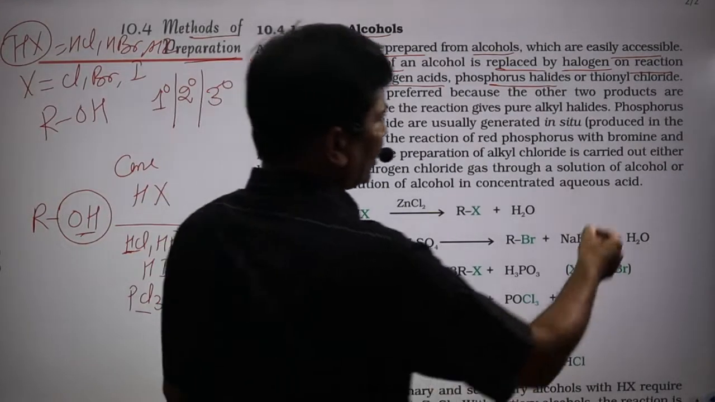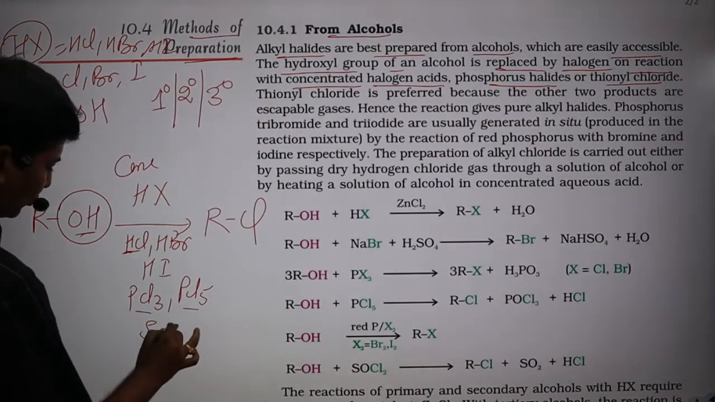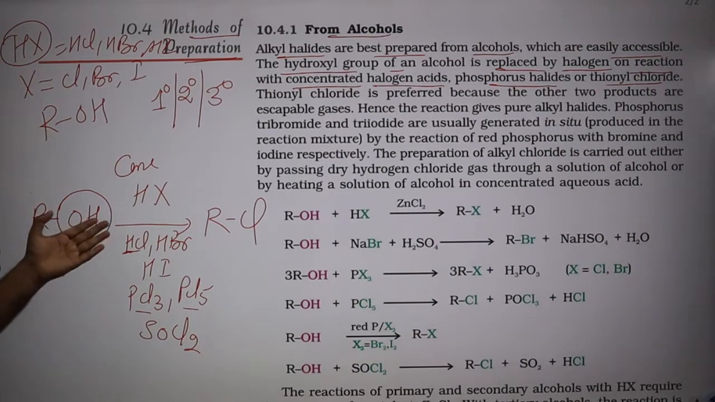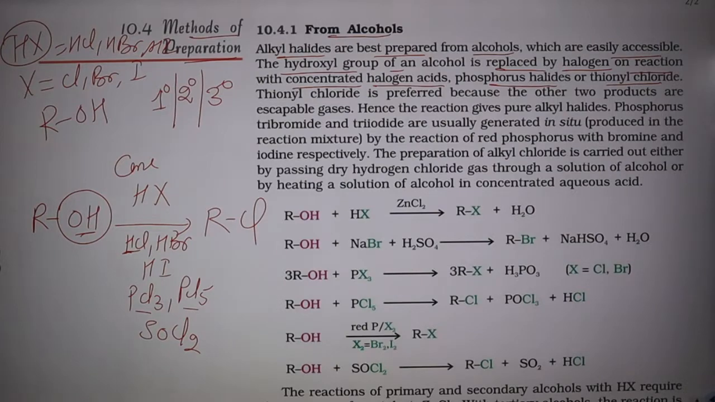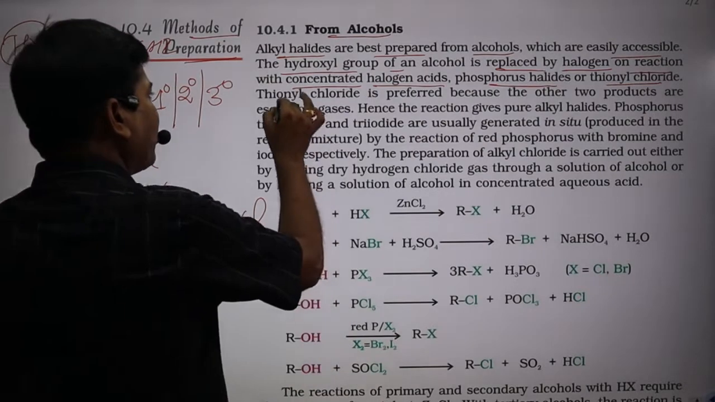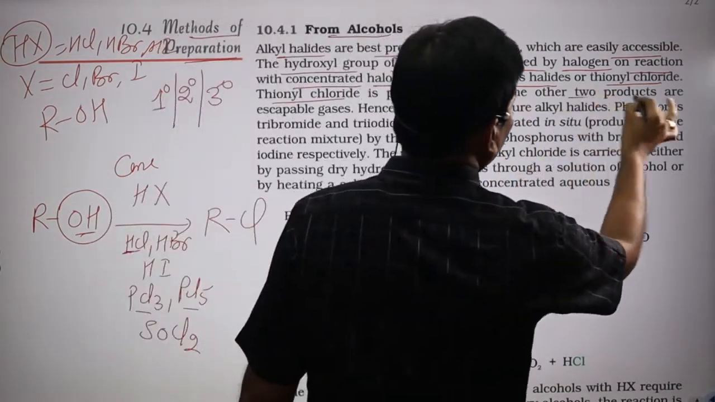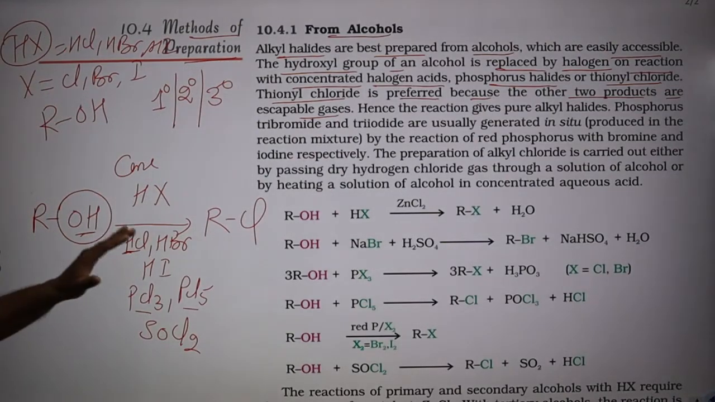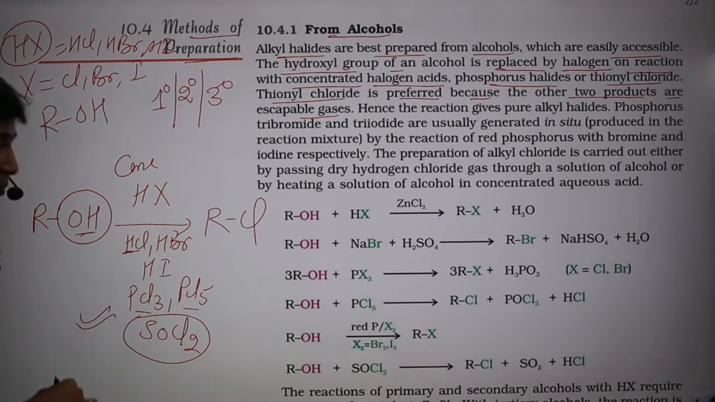Next we have thionyl chloride. The chemical formula of thionyl chloride is SOCl2. So you can see a good number of halogenating agents we have: HCl, PCl3, PCl5, and SOCl2. But it says thionyl chloride is preferred because the other two products are escapable gases. Out of these halogenating agents, thionyl chloride is the preferred one. Why is it so?